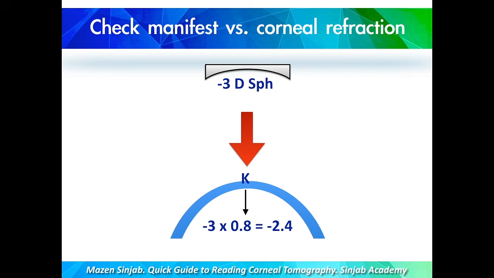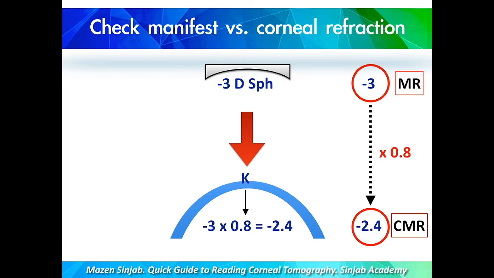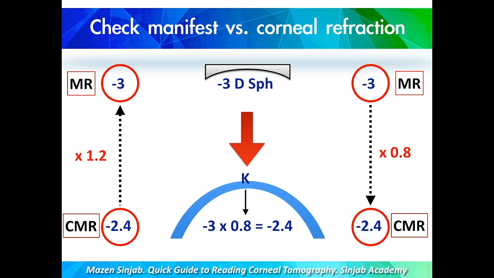A patient has -3 diopter sphere, and if we correct these 3 diopters, the K readings will be reduced by -2.4 diopters. In other words, we can say that -3 manifest refraction equals -2.4 diopters at corneal plane, which we call corneal manifest refraction, and vice versa. -2.4 corneal manifest refraction equals -3 of manifest refraction.